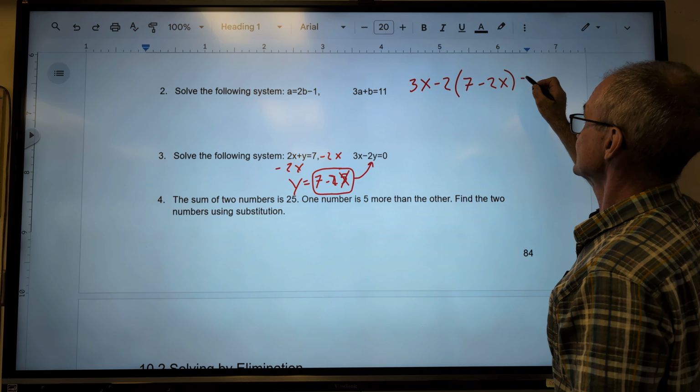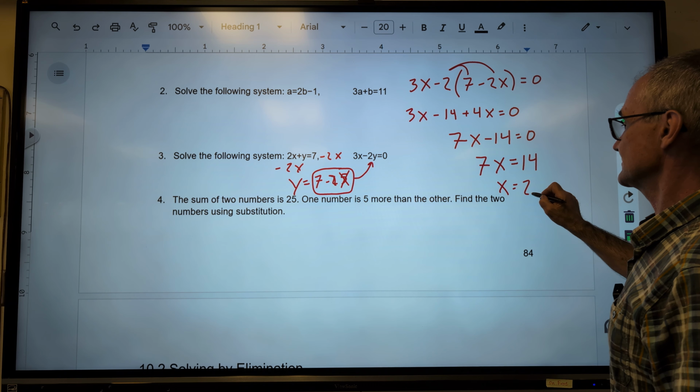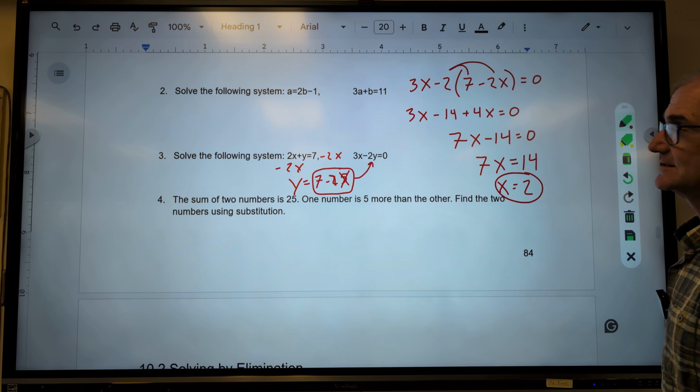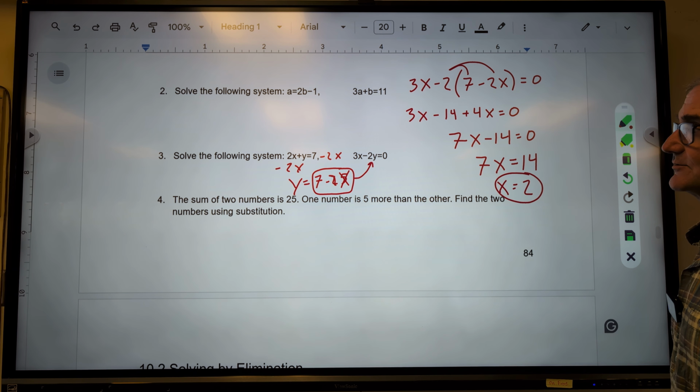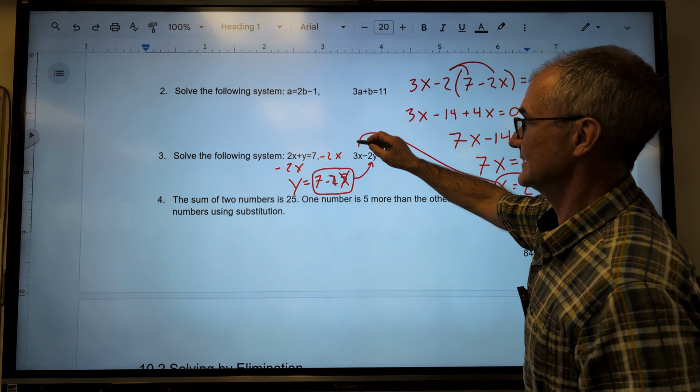Need to distribute first, then combine similar terms. 3x minus 14. Then I got to do this too. Plus 4x is equal to 0. 3x and 4x is 7x. 7x minus 14 is equal to 0. Add 14 to both sides to get 7x is equal to 14. X is equal to 2. Have that value for x. Plug it into either equation. Solve for y. I think I'm going to plug it in there.